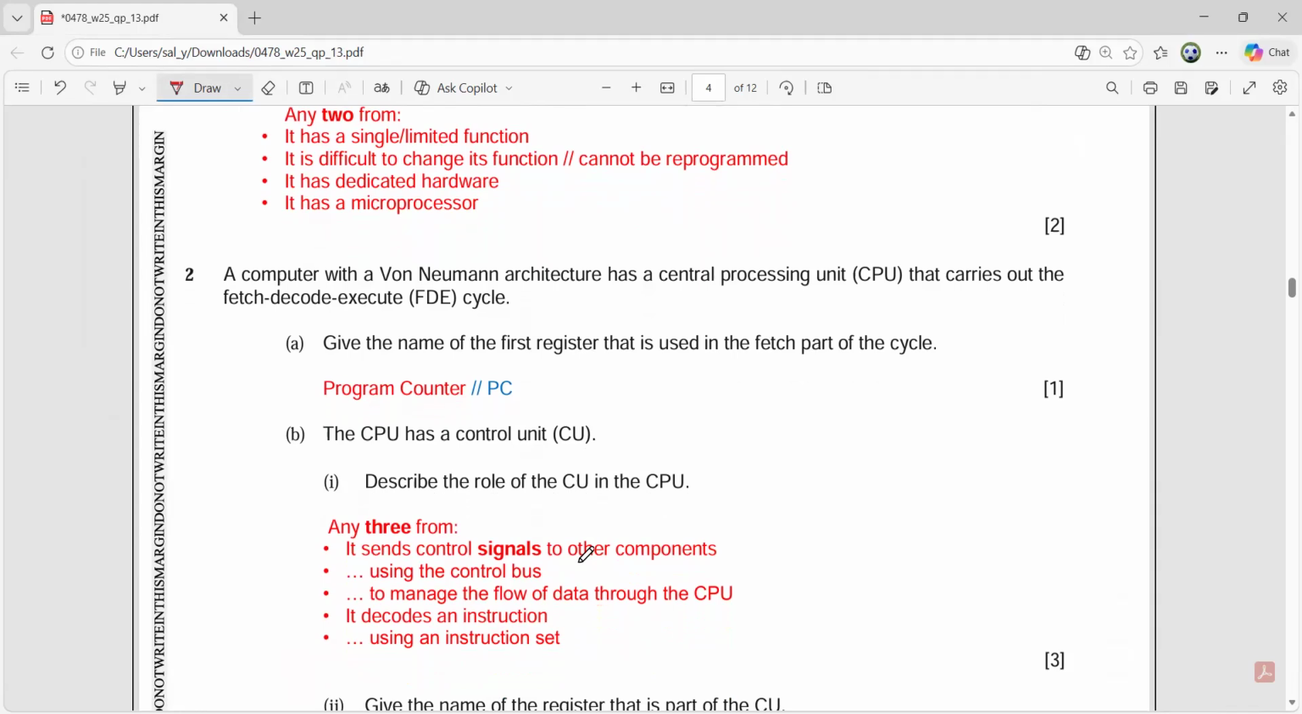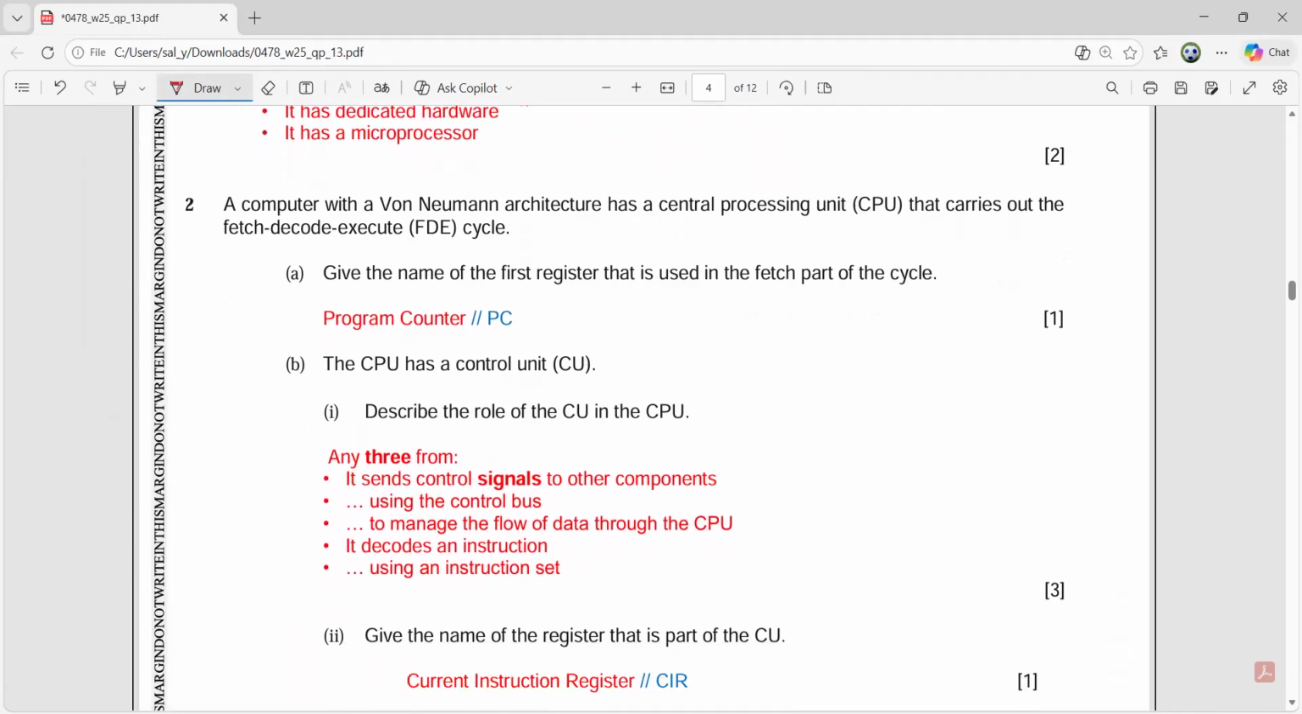Sending the control signals to other components so that the management of the flow of data is handled properly throughout the whole CPU, and it is there to decode an instruction using an instruction set.